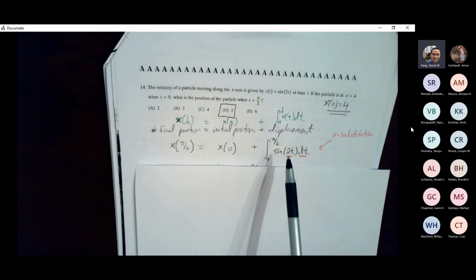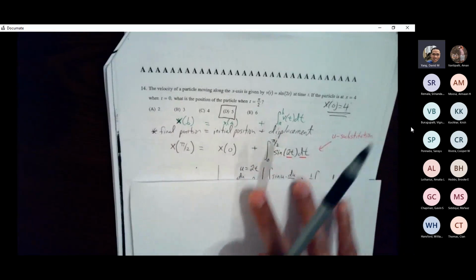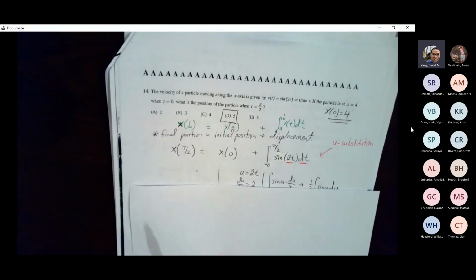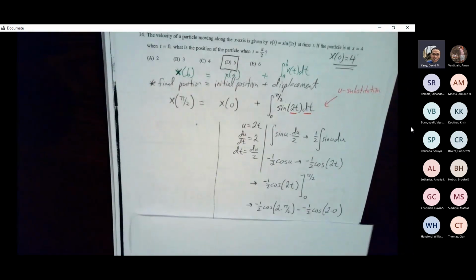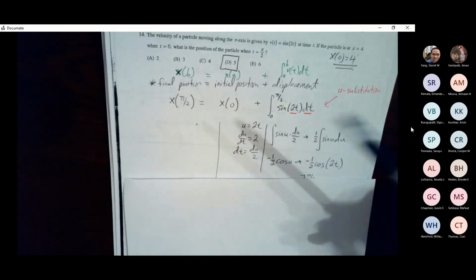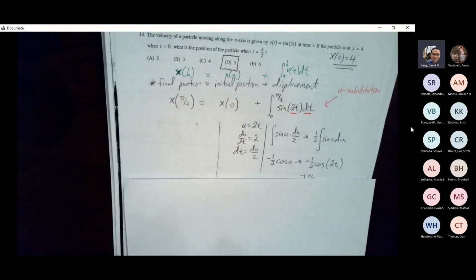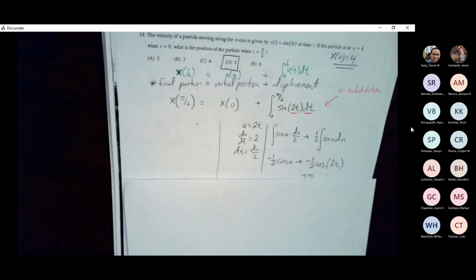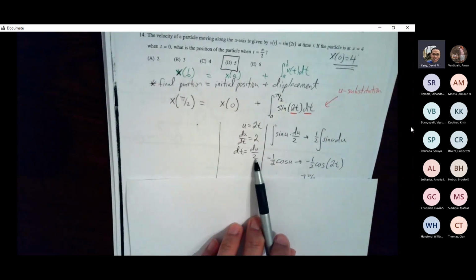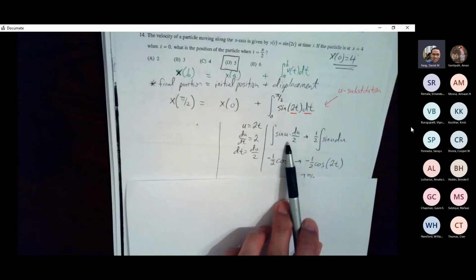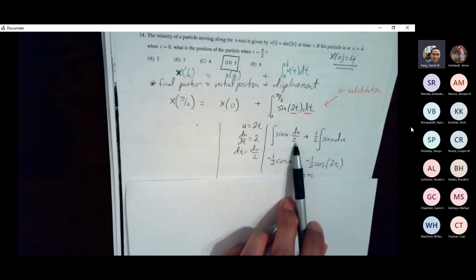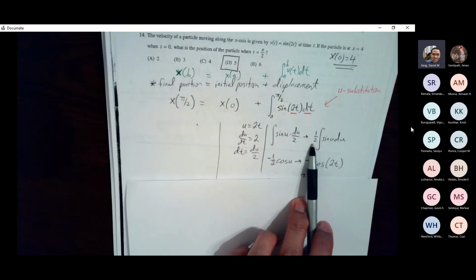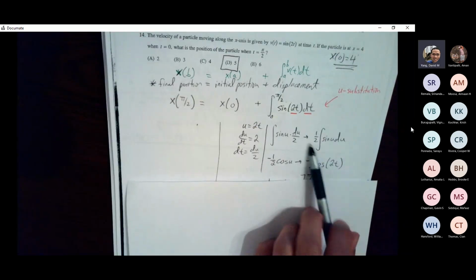So we have to go through U-substitution. We let our U value be 2t. Go through that process. U equals 2t. du over dt equals 2. Solve for dt, we get du over 2. Make our substitutions. Parentheses gets replaced with u. dt gets replaced with du over 2. Pull the 1/2 out in front. Now we're ready for our antiderivative.